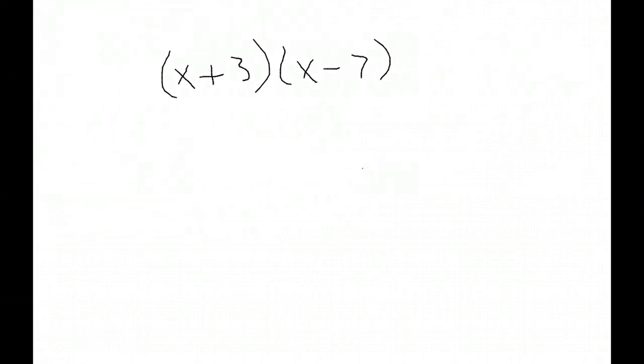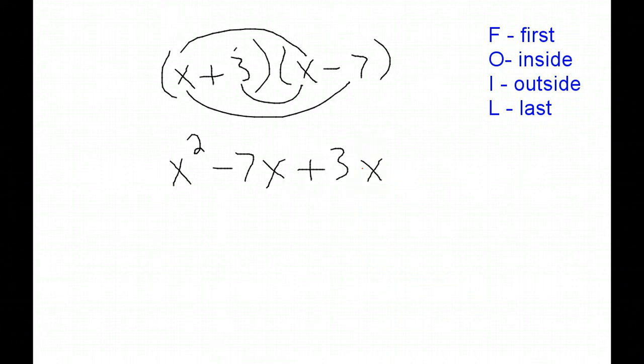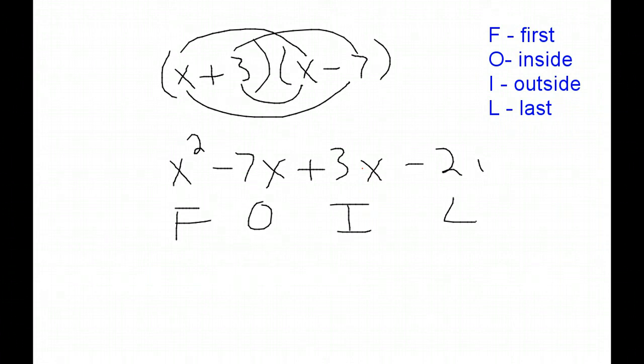Okay, let's take a look at FOIL. When I multiply two binomials, I multiply the first terms, the outside terms, the inside terms, and the last terms. That's F-O-I-L. That stands for FOIL. Now I can combine those a little bit and simplify that to x squared minus 4x minus 21. The middle term is often simplified by just adding the O and the I.